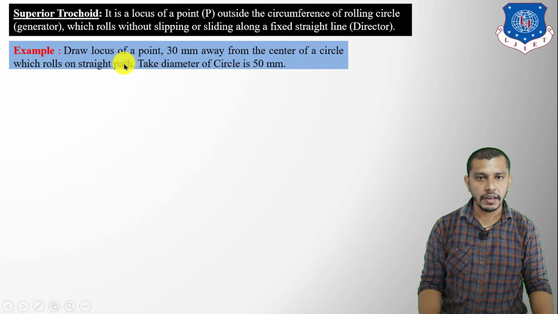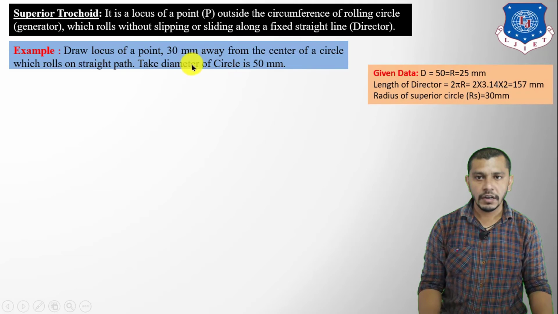Here we will again take the rotation of the circle for one revolution or one rotation of the circle. Take diameter of the circle as 50 mm. So the given data is radius of the circle is 25 mm because the diameter is 50 mm. And here we are going to take one rotation of the circle.